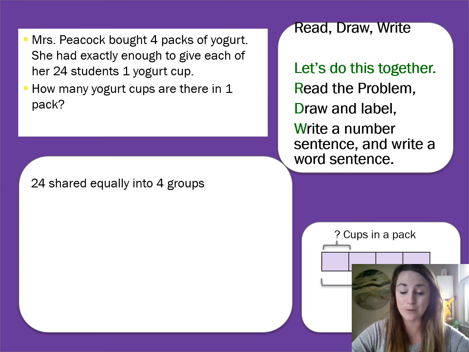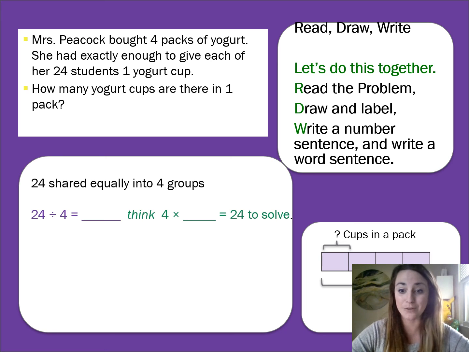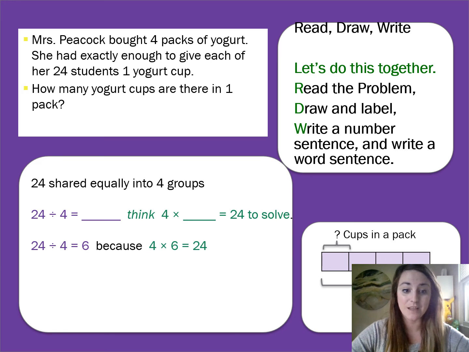24 shared equally into 4 groups. That's the same as 24 divided by 4. And I can think 4 times unknown equals 24 to solve. 24 divided by 4 equals 6 because 4 times 6 equals 24.